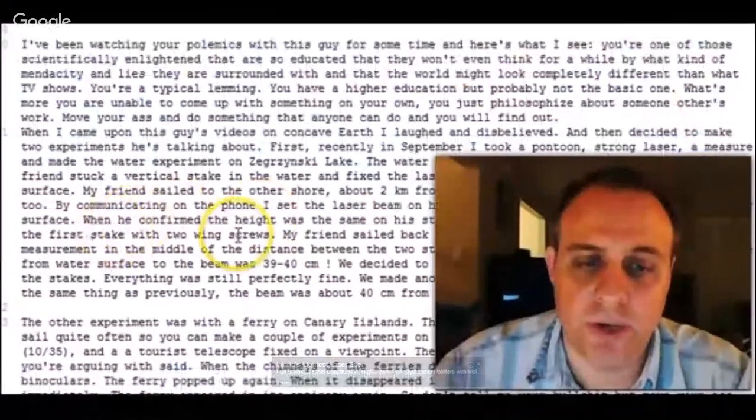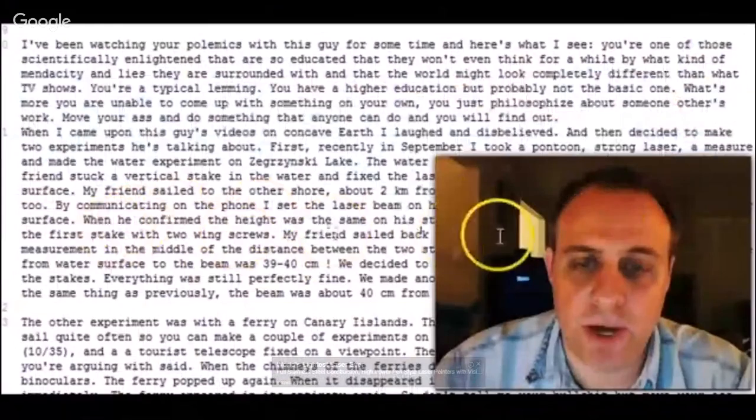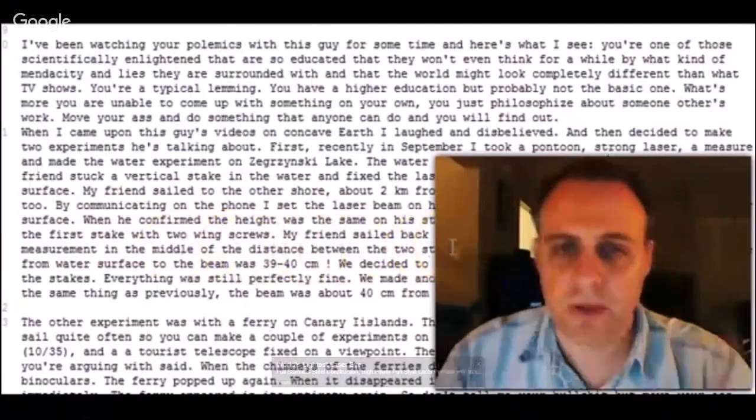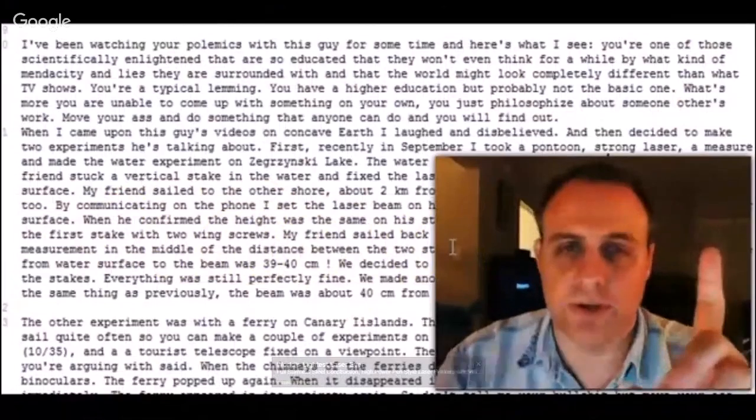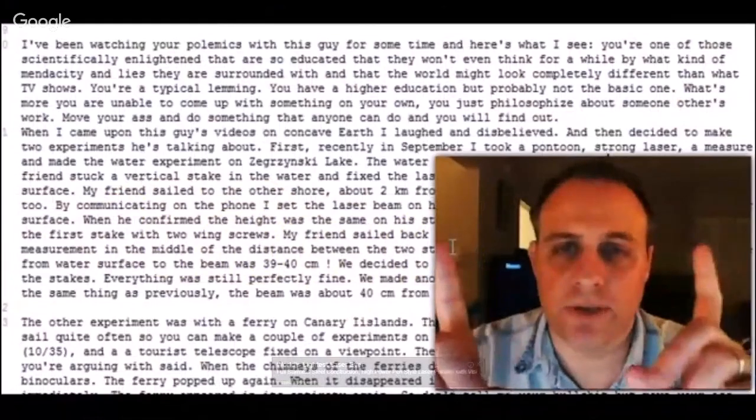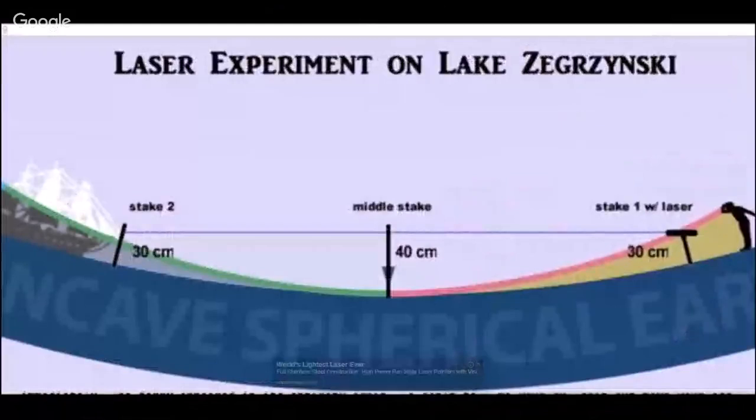My friend sailed back to my position, and together we made a measurement in the middle of the distance between the 2 stakes. So in other words, you have stake 1 with the laser on it at 30 centimeters above the water, and stake 2 with the laser centered on it at 30 centimeters above the water. Then they sailed to the center between the 2 stakes to measure how high the laser was above the water using another stake.